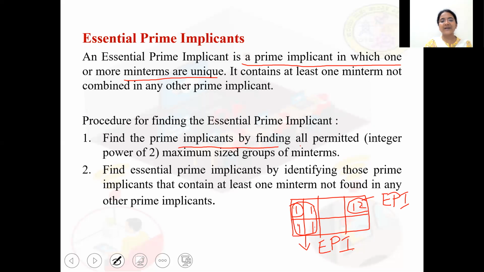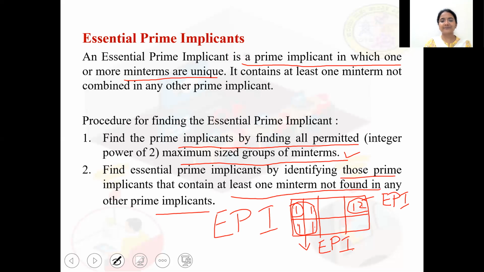Find the prime implicants by finding all permitted maximum sized groups of minterms. Find essential prime implicants by identifying those prime implicants that contain at least one minterm not found in any other prime implicants. First, we have to write all the possible maximum sized groups of minterms. After getting all prime implicants, we have to check for the unique minterms which are not combined in any other way, and those prime implicants we call essential prime implicants.